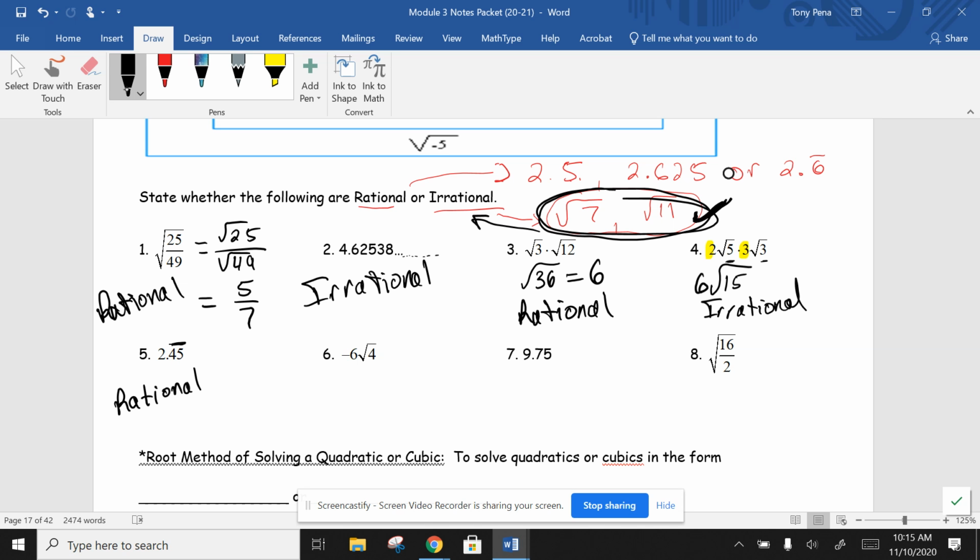All right, number 6, we're going to do a -6 times, and then we actually know what the square root of 4 is. The square root of 4, we all know, is 2. So the value of that thing overall, when we simplify and multiply, is a -12, definitely a rational number. All right, let's do 7 and 8, see what we think before we move along here.